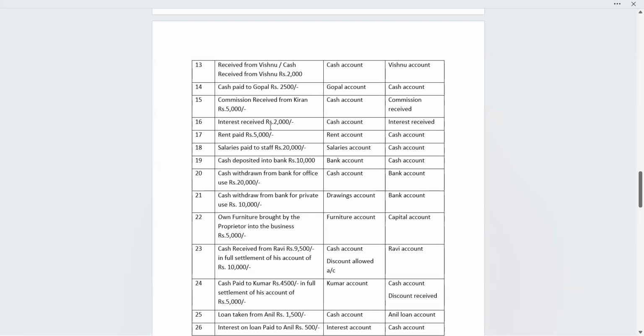Next, interest received. Interest received is also income. Income, which side? Credit. What do you receive? Cash only. Cash comes in, which side? Debit side.